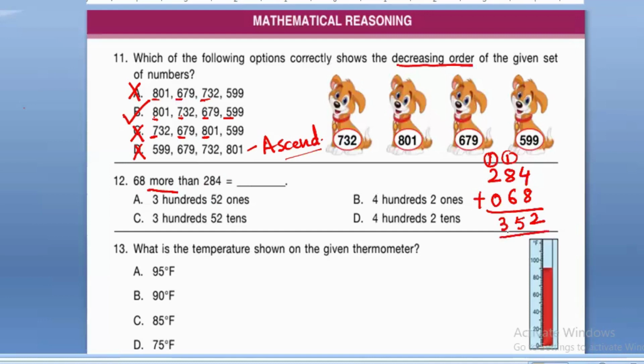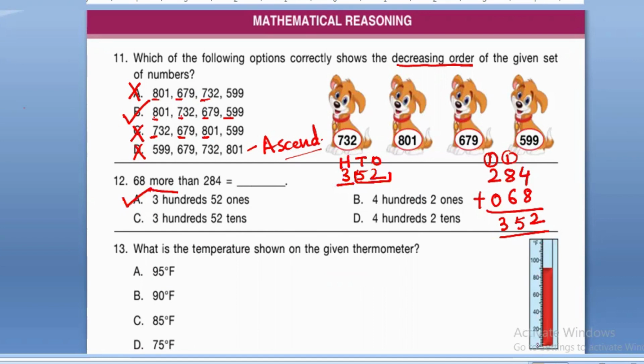Okay, so what are we getting? We are getting 352. And here in the options you can see the numbers are written in hundreds and ones form. So if we talk about 352, 3 will go under hundreds and this 52 will go under the ones column. So what will be our correct answer according to that? Our correct answer should be 352 ones. Option number A. Understood?